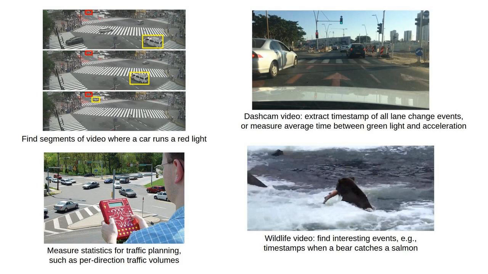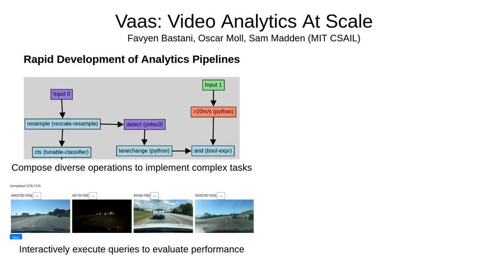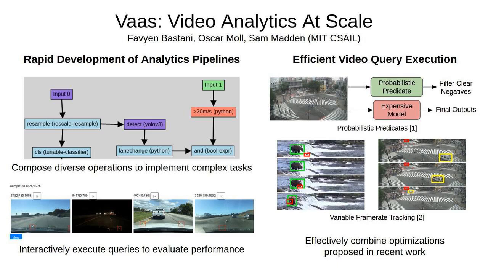To enable these tasks, Vaas addresses two key challenges in video analytics. First, developing query pipelines for complex multi-stage analytics tasks, and second, efficiently executing those pipelines, which often involve expensive deep neural networks on large video datasets. So I'm going to jump straight into a demo to show an example of using Vaas for video analytics, and specifically we're going to find segments of video where a car runs a red light in some traffic camera footage, so the first example application that I discussed.